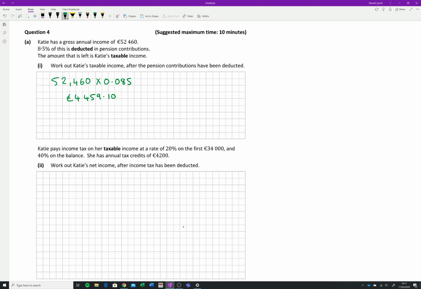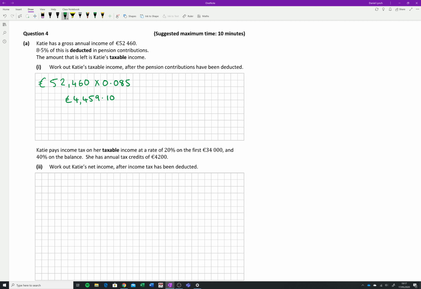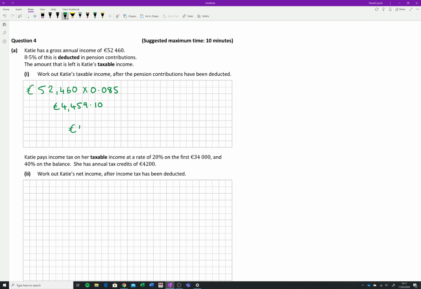So of course you would just take 4,459 away from 52,460. So that comes to 48,090. You'd just be subtracting that amount from the one above.